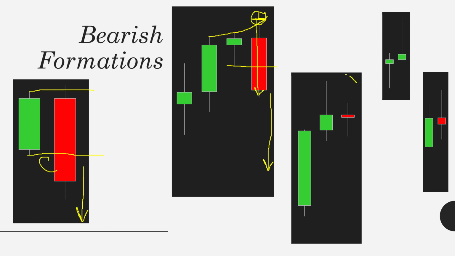Then we have a 2-bar formation right here, and in this one, price opened and it went up, but then they pushed it all the way back down to here. This was followed by a bearish candlestick. This combination is indicative that the next price bar will also be bearish.